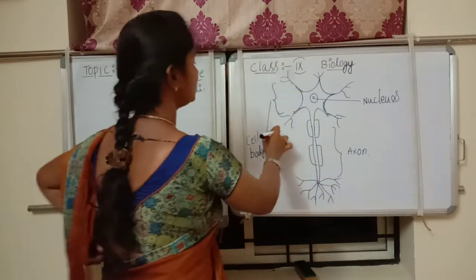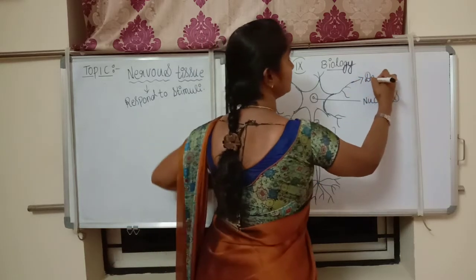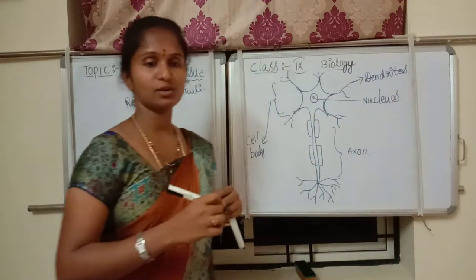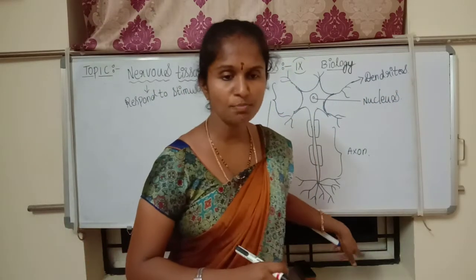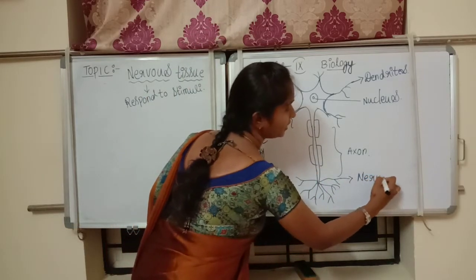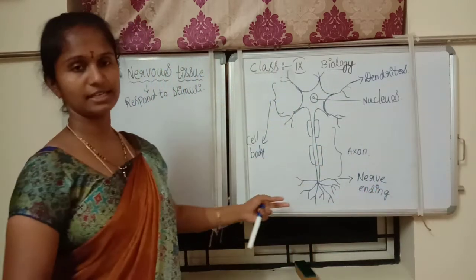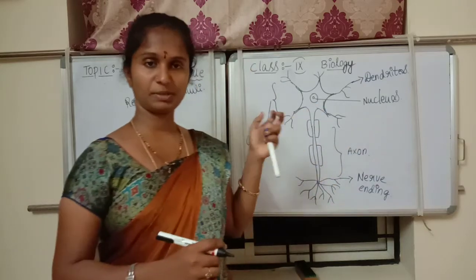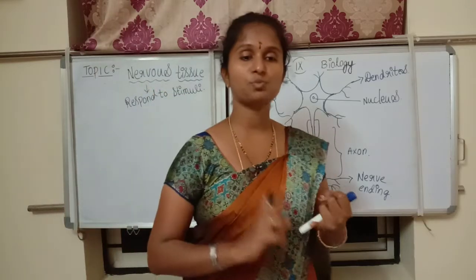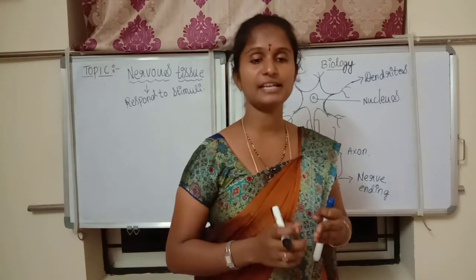This position is the cell body, and these are the dendrites. The down part we call the nerve ending. Go through the topic and you will understand what the parts are and what purpose they serve. All these nerve cells are present in the spinal cord, brain and nerves, all composed of nervous tissue.